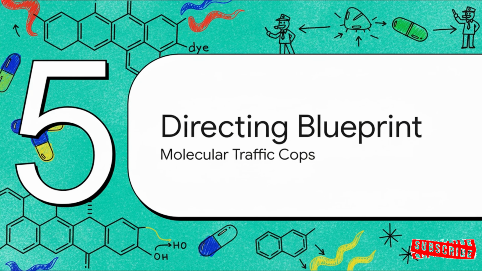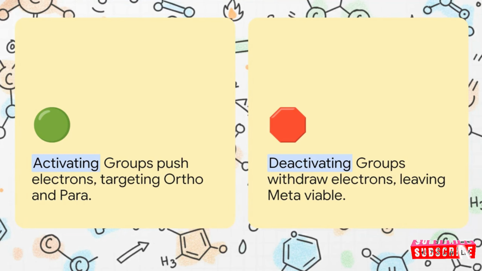Finally, part 5, directing the chemical blueprint. We're talking about molecular traffic cops. Now, we can't just snap pieces onto our ring randomly. We need molecular traffic cops to direct the flow. When we substitute the first hydrogen on a benzene ring with a brand new chemical group, that group gets to dictate exactly where the next piece is allowed to go. We essentially have 2 types of cops.